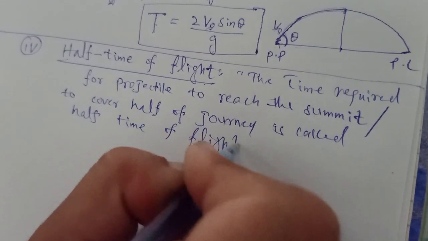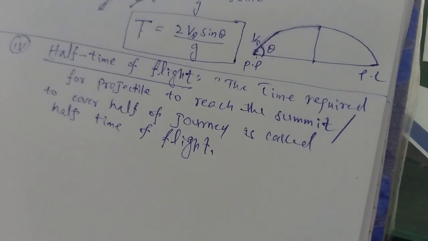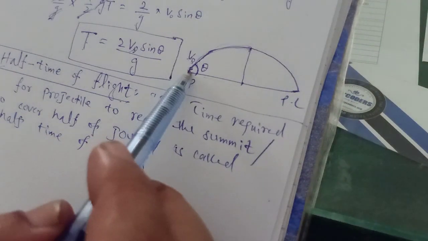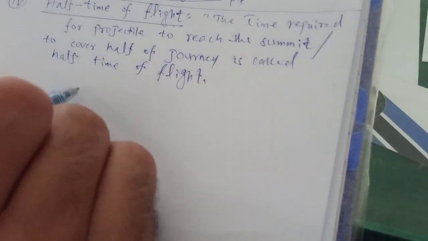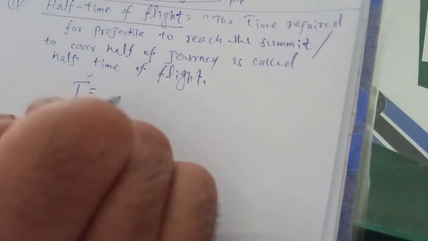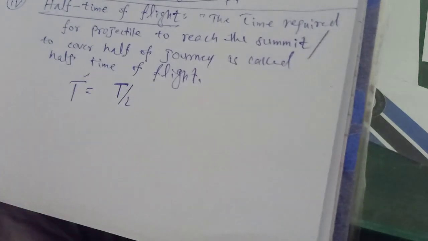The time required for a projectile to reach half of the journey, to cover half of the journey, or the time required for a projectile to reach the summit, to reach the maximum height, is called half time of flight. Now, half time of flight is actually equal to total time of flight divided by 2.